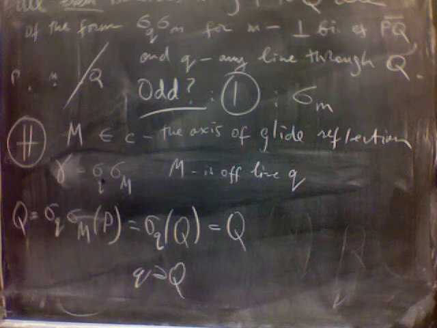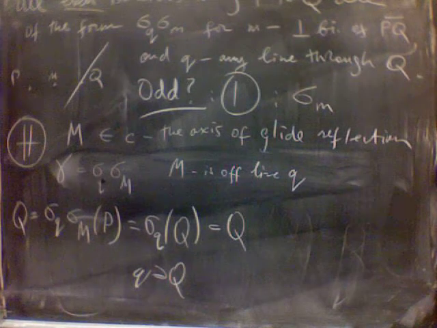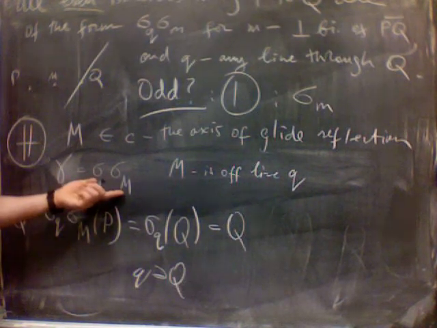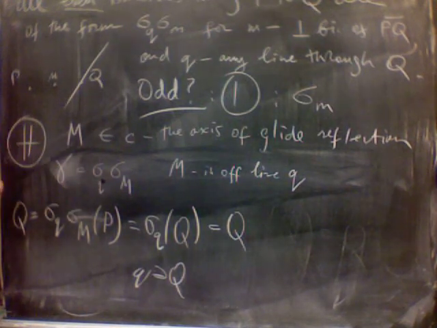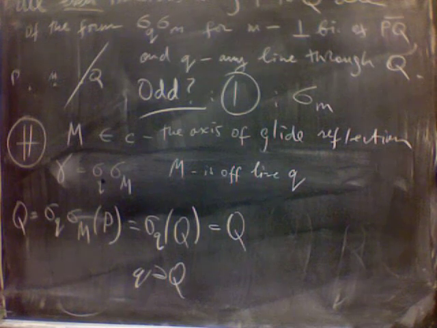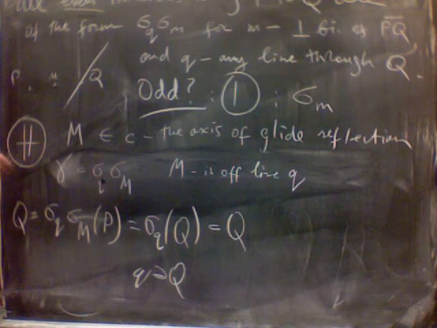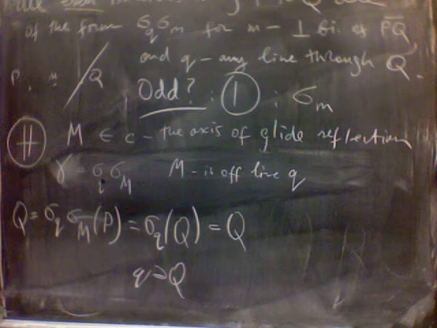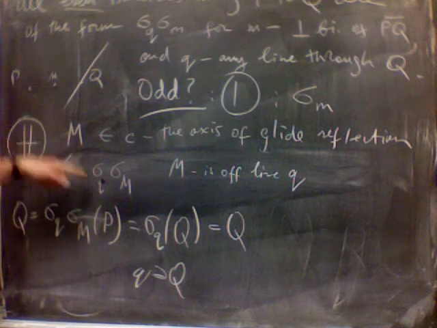So we must have that if we start with the glide reflection taking P to Q, then it's of the form sigma_m, the half turn around the midpoint, followed by a reflection in some line through Q. On the other hand, if we take any arbitrary line through Q, such that point Q is on it, then this of course will be a glide reflection, except in which case? Except when M happens to be on this line.